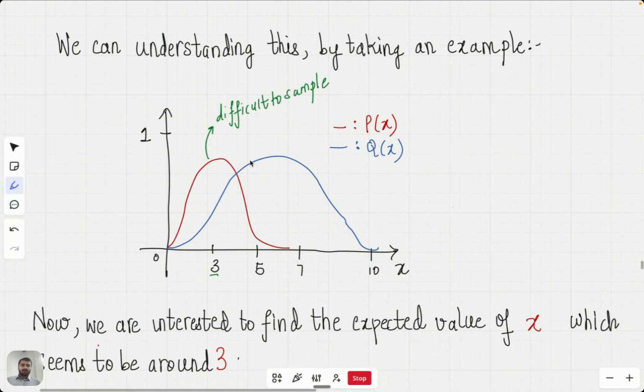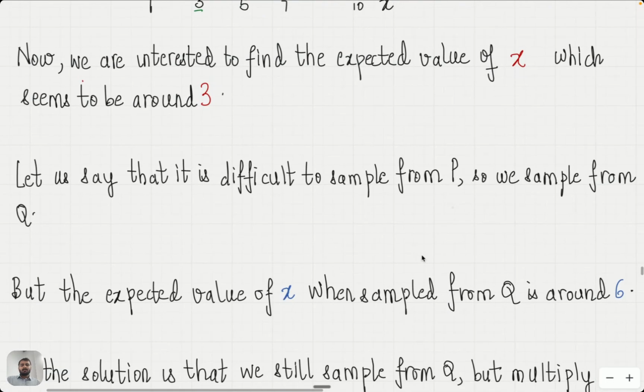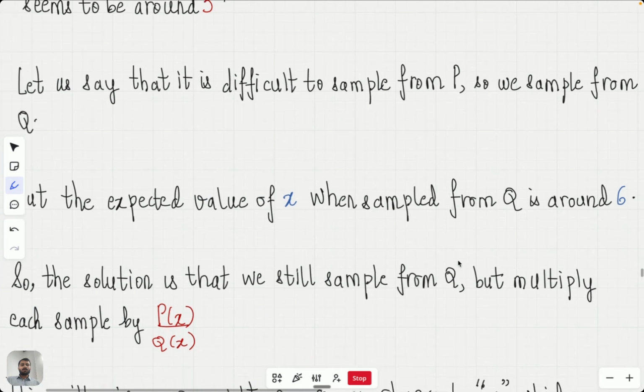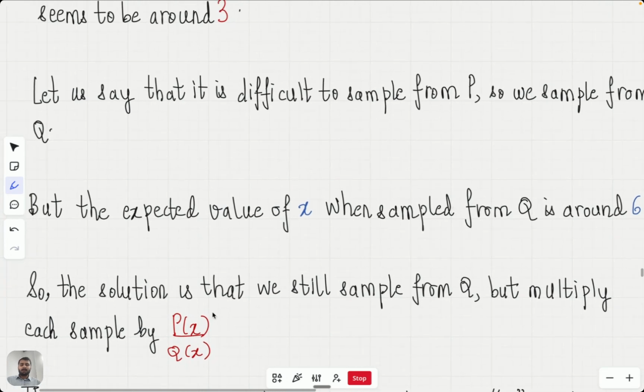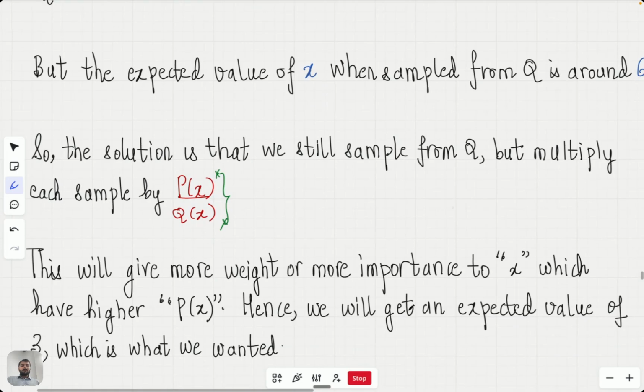There is this another probability distribution q of x, which will let you sample from q of x. So you can confidently sample from q of x. So okay, I say let me do that. But the expected value when I sample from q of x would be around 6. So that would be a problem, right? So then what I will do is I will sample from q of x and I will multiply each sample by p of x divided by q of x. And this will guarantee that I will get an expected value of 3 which I want.